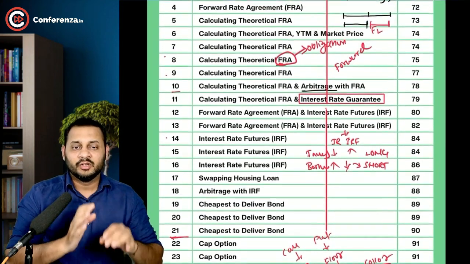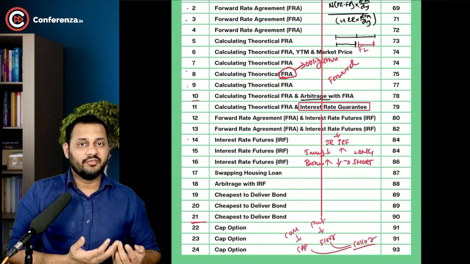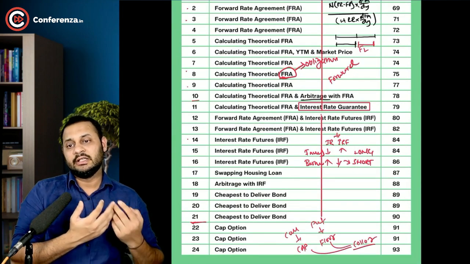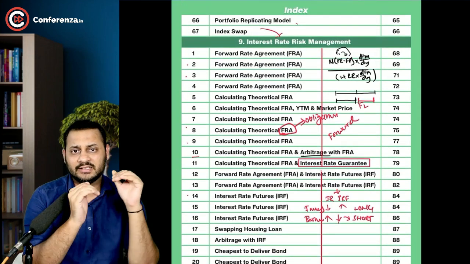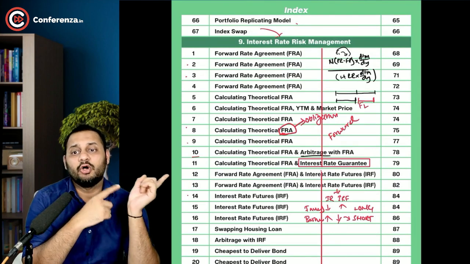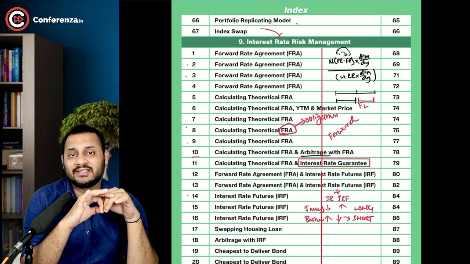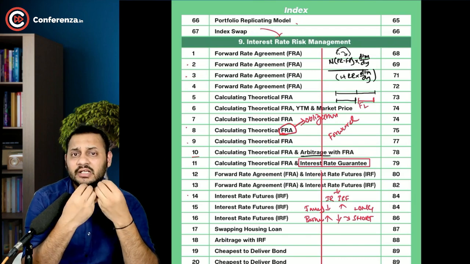Now let me tell you, this interest rate options is very easy, sir. We have done everything in the forward rate agreement itself. The only difference from the forward rate agreement is that we will have the option at expiry, whether we want to exercise the agreed rate or not. That's it. This is going to be that simple.